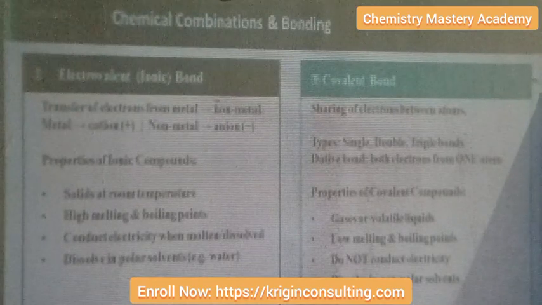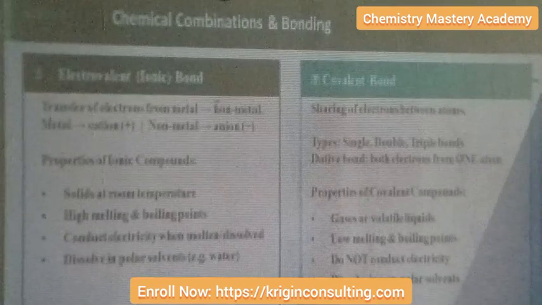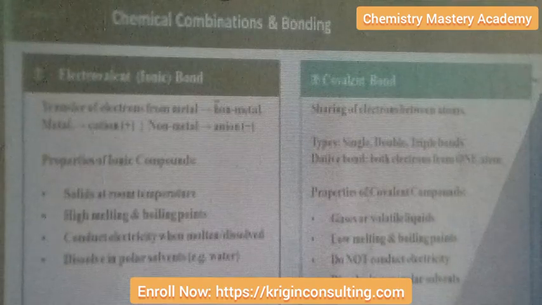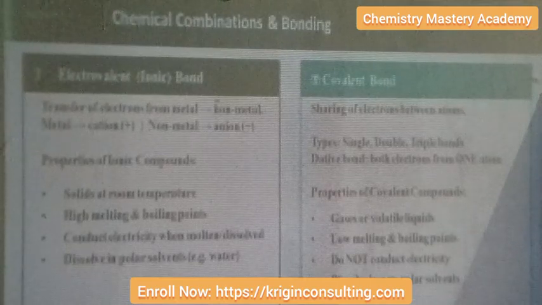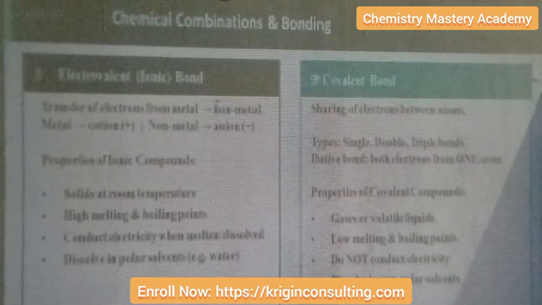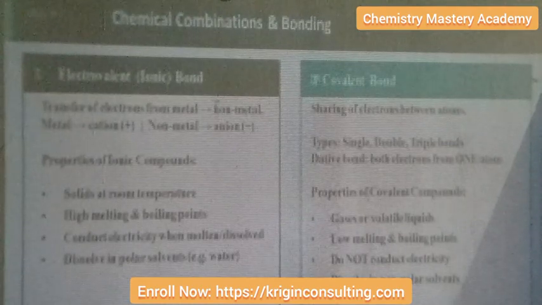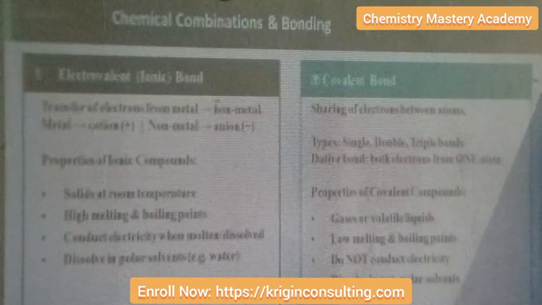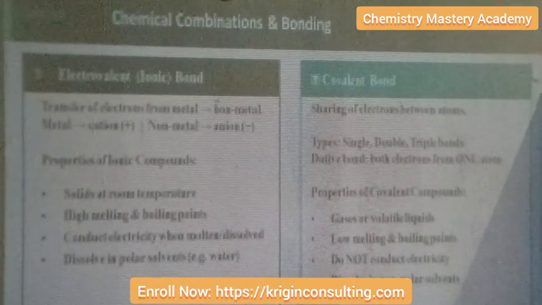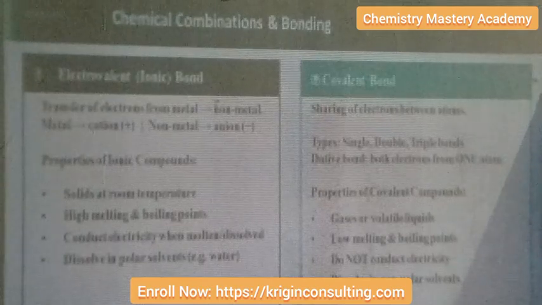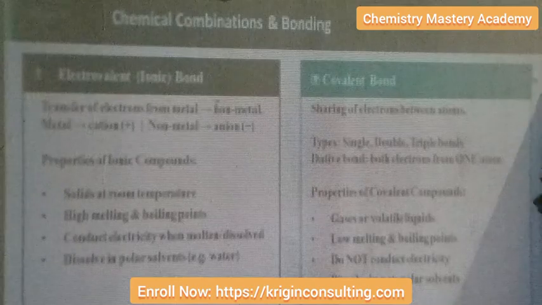Now, covalent compounds are gases or volatile liquids. A typical example of covalent compound is hydrocarbon. And specifically, is it fuel now or petrol, or premium motor spirit, PMS. So you are used to fuel, right? Good. The one that you put in your car. That one is a typical example of a covalent compound.